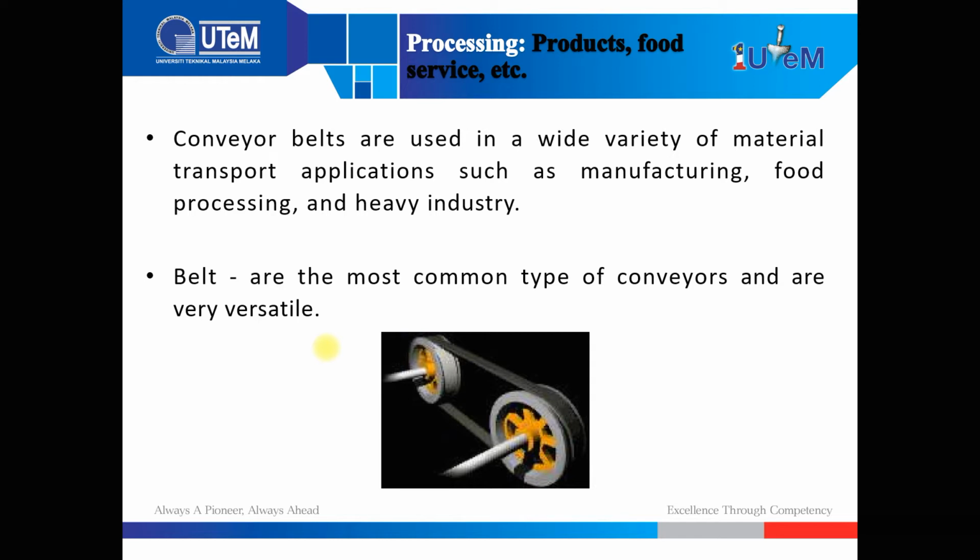Di mana conveyor belt are used in a wide variety of material transport applications such as manufacturing, food processing and heavy industry. Okay, the kind application of the conveyor belt, basically for the manufacture, food processing and heavy industry. And then the belt is the major component and the most common type of the conveyor and are very versatile. So the belt is the crucial part in the conveyor system ataupun kita panggil sebagai conveyor belt.